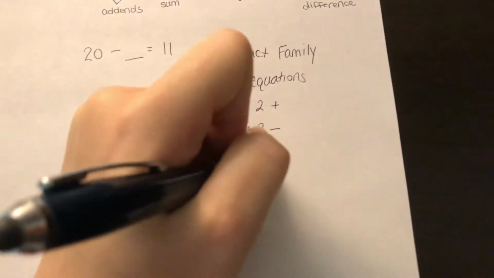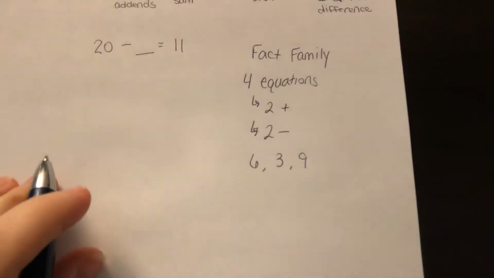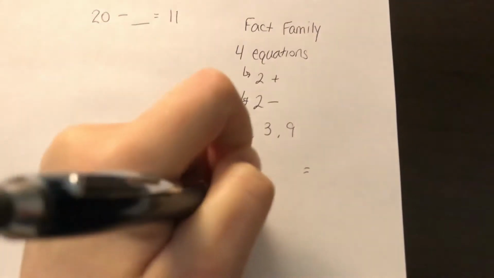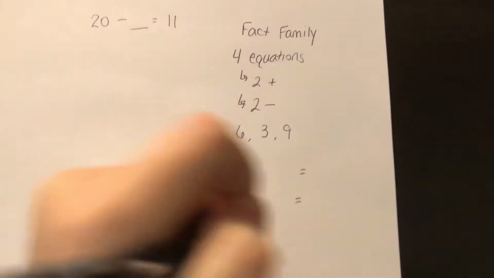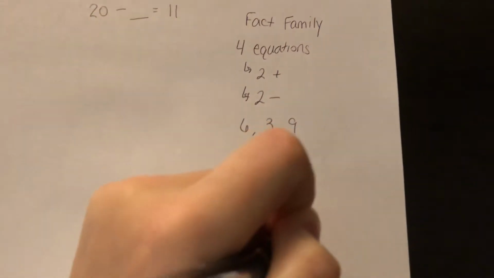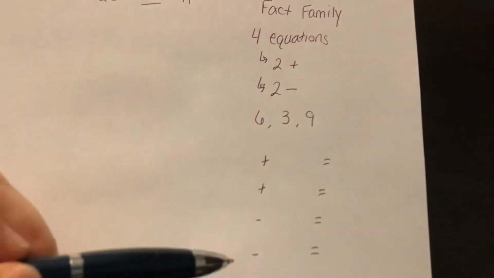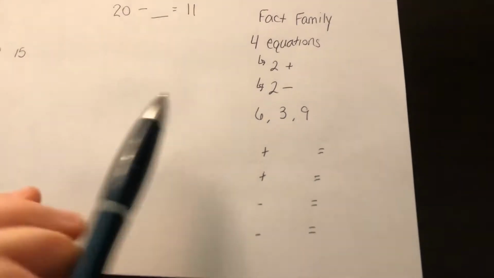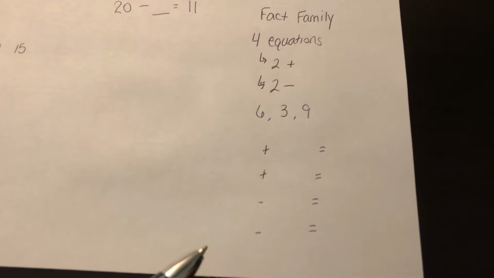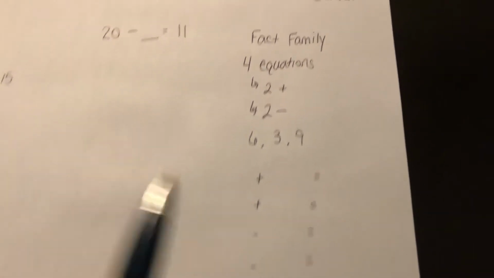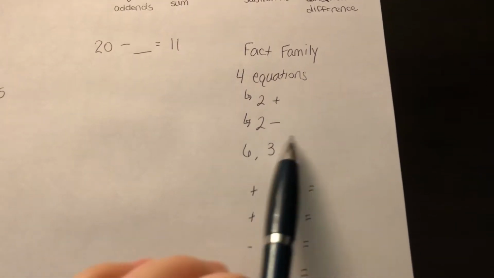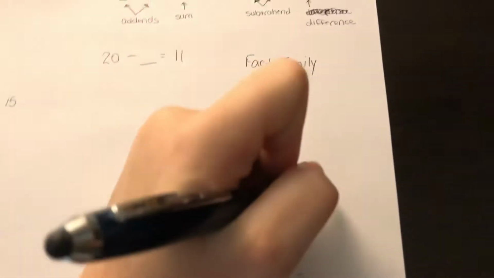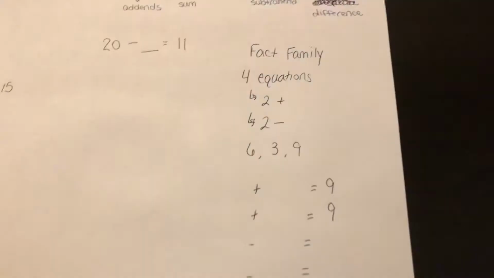So let's say, for example, they want you to make a fact family with the numbers 6, 3, and 9. We need to make 2 addition equations and then 2 subtraction equations that are true only using these 3 numbers. So I have my 2 addition and my 2 subtraction. The students know that with an addition equation, the largest number has to be at the end of the equation, or the sum. So whenever we are adding, we know that 9 is the largest number.